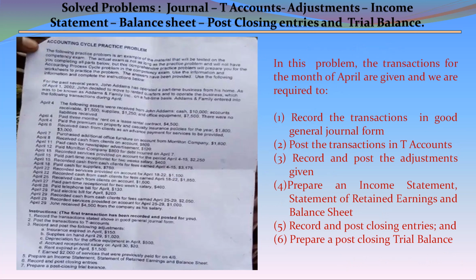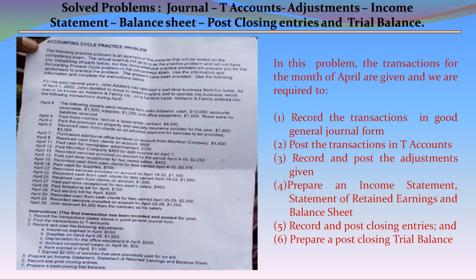Accounting cycle practice problem. For the past several years, John Adams has operated a part-time business from his home. As of April 1, 2002, John decided to move to rented quarters and to operate the business, which was to be known as Adams and Family Inc., on a full-time basis. Adams and Family entered into the following transactions during April.